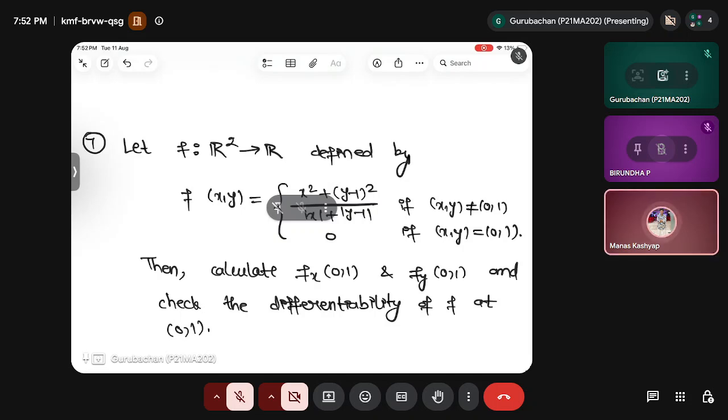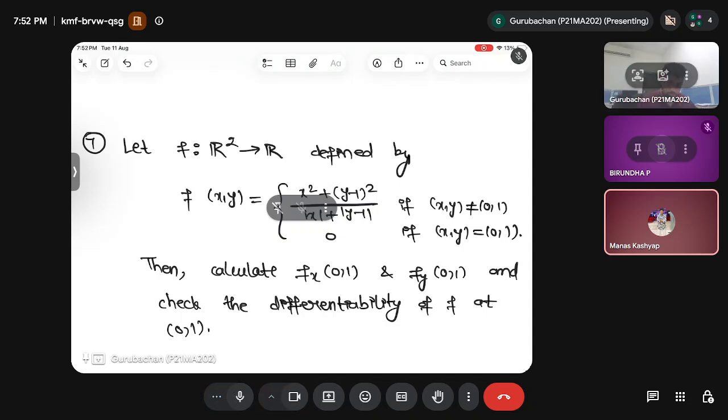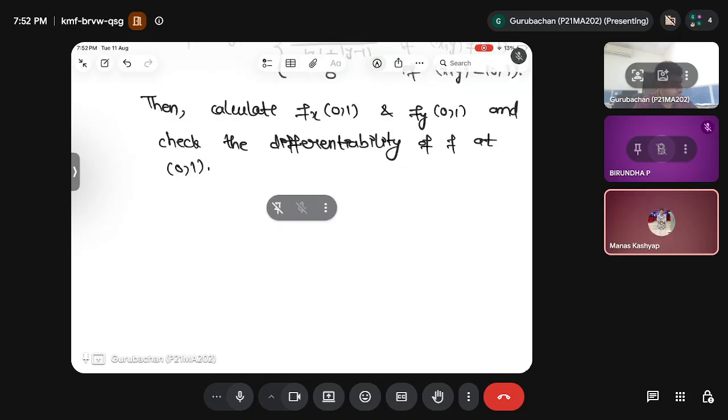f_x (0, 1), f_y (0, 1) is (1, 1), and the function is not differentiable. I'm directly going with the limit test after checking the continuity. Just according to you, the partial derivative is existing? Yes, sir. f_x and f_y at (0, 1) is (1, 1), existing. Okay. What if I would say it may not exist?